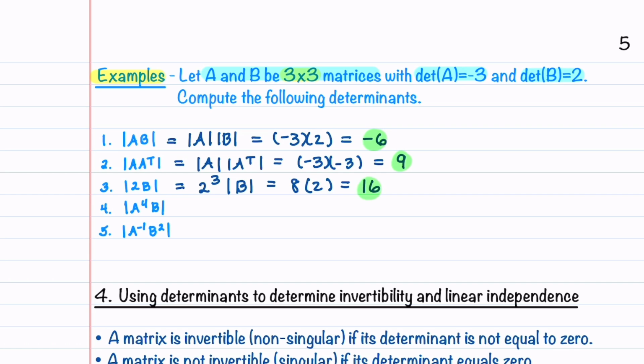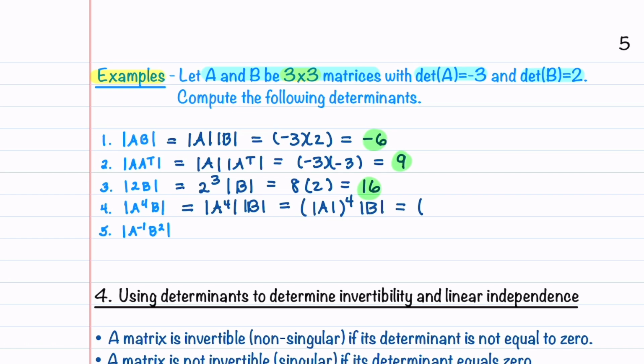Our next example is a product and a power combined. We're going to pull it apart, and we're going to write it as the determinant of A to the 4th times the determinant of B. The determinant of A to the 4th is the same as the determinant of A raised to the 4th, and then we have the determinant of B. Now we can go ahead and plug in.